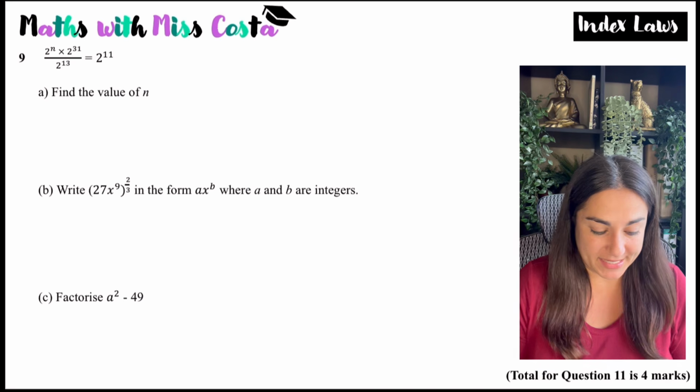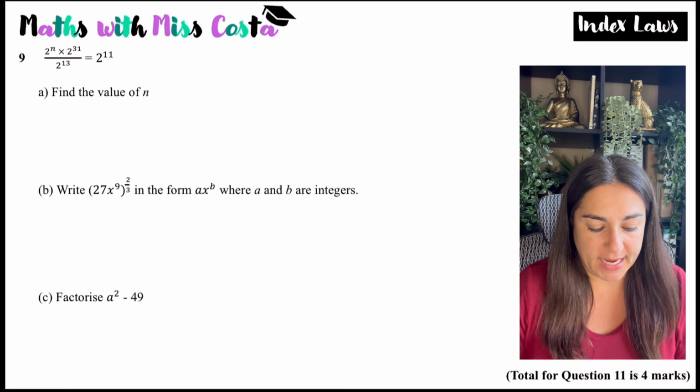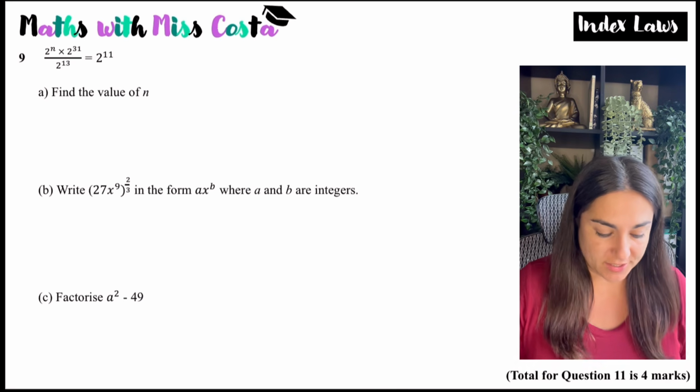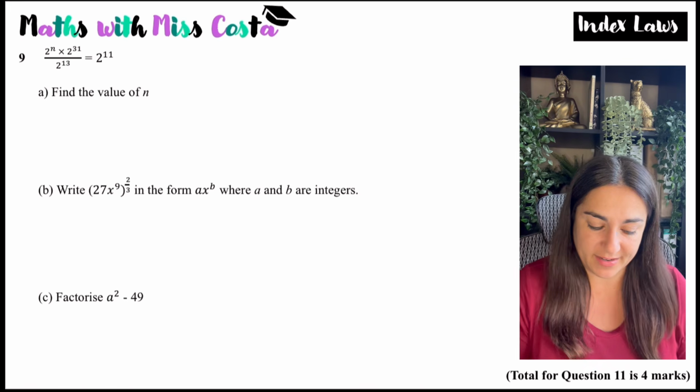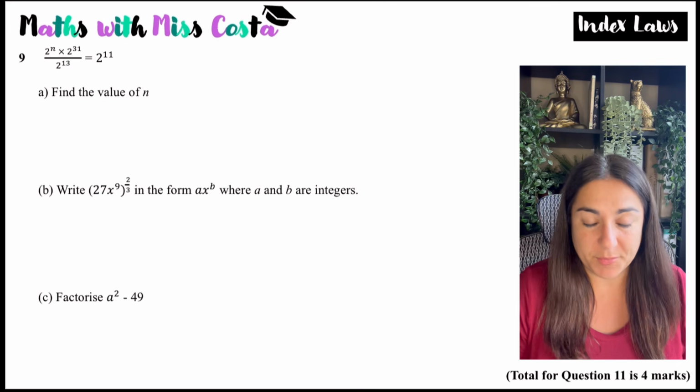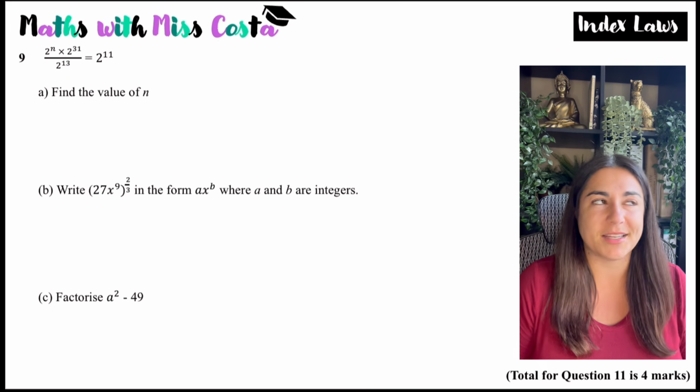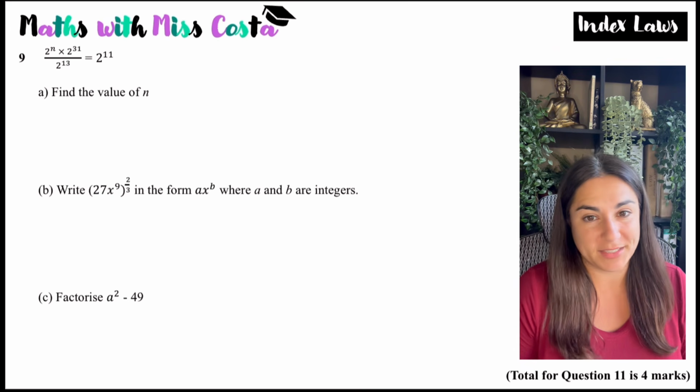Okay, so here I've got some index laws. So for the first one, I'm told 2 to the power of n times 2 to the power of 31 over 2 to the power of 13 is 2 to the power of 11, and I need to find the value of n. So I'm going to need to know my laws of multiplying indices and my laws of division.